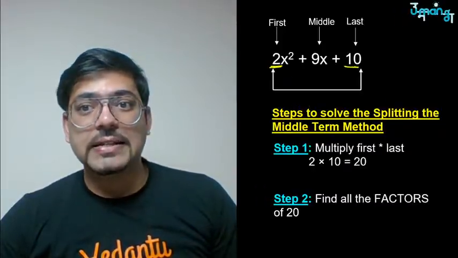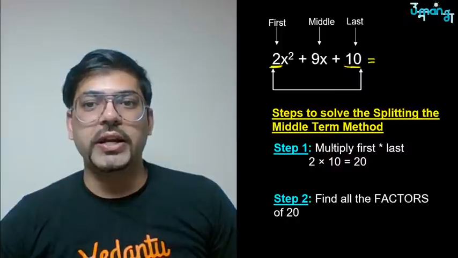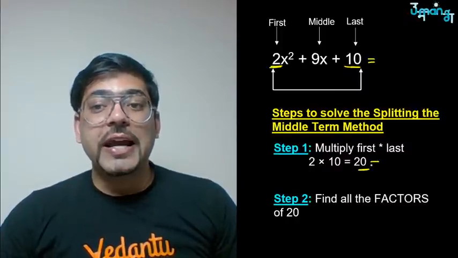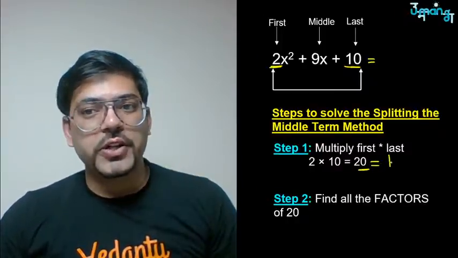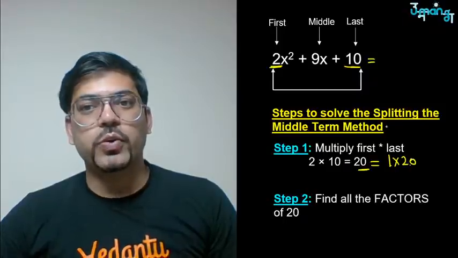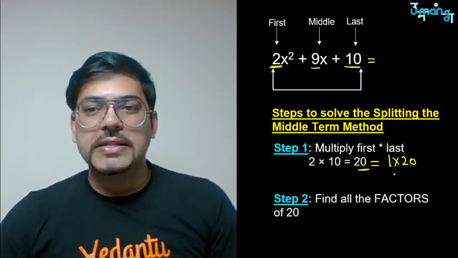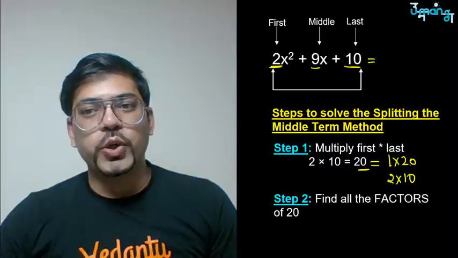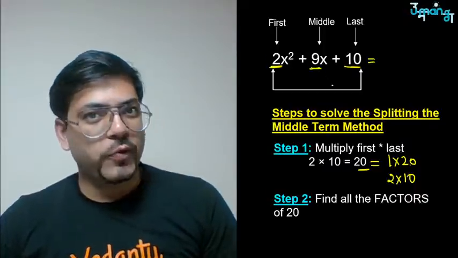The first term and the last term, you have to multiply them. So 2 into 10, you are going to get 20. 20 has to be broken into two parts. So the first possibility, 1 into 20. 1 into 20 is not going to give you 9. Okay. Second possibility, 2 into 10. 2 into 10 is also 20, but it is also not going to give you 9.